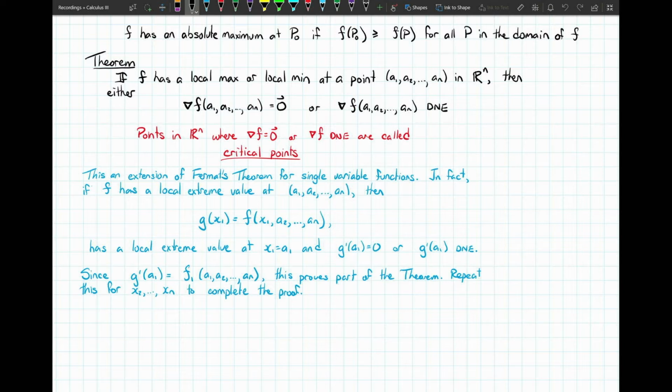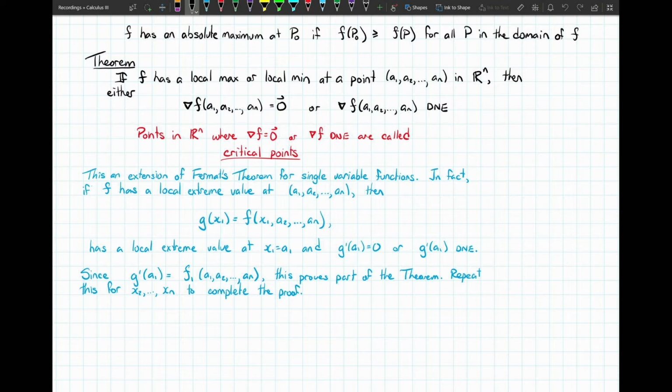We know at least that particular partial derivative is either equal to 0 or undefined. If we repeat this process for all the remaining variables, then we know that either the gradient, which consists of all the partial derivatives, equals the zero vector, or at least one of these derivatives is undefined, in which case the gradient vector is undefined. Well, with this theorem, we can at least see where we could get local minimums or local maximums.